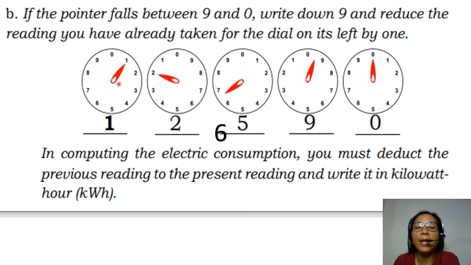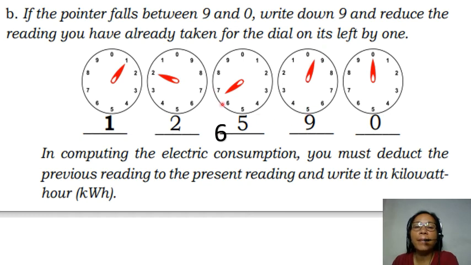Ito rin yung dials na ginamit kanina, sa example kanina, sinundan nito. So, you have 0. Then, in between, second dial, between 0 and 9, ginamit natin yung rule na to. So, pwede daw nating isulat dyan si 9, provided that on the left dial, babawasan natin ng isa yung original na reading, kaya nagiging 5. So, we take 9 instead of 0, so we write 9.